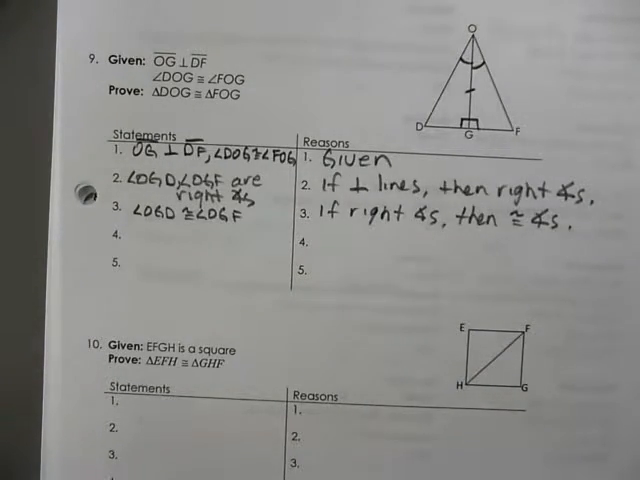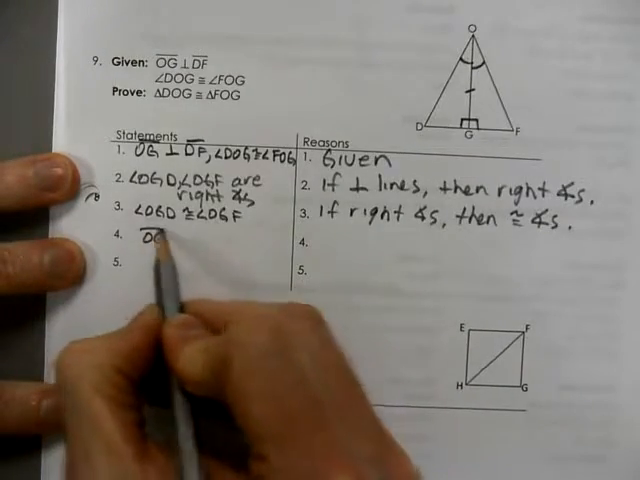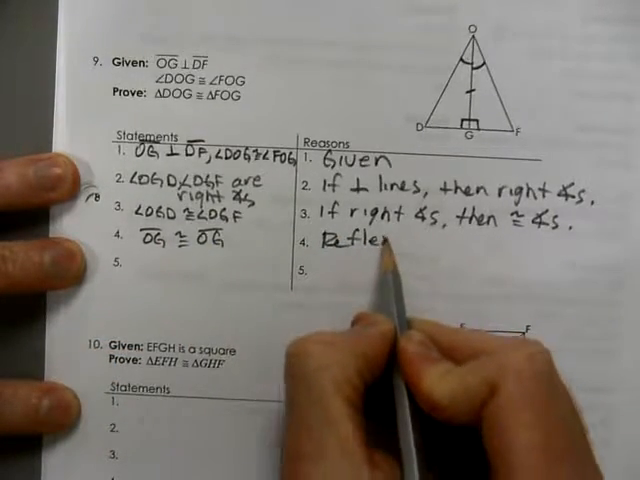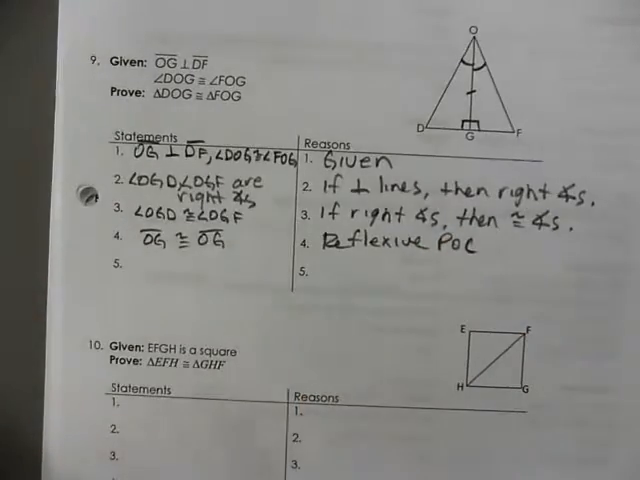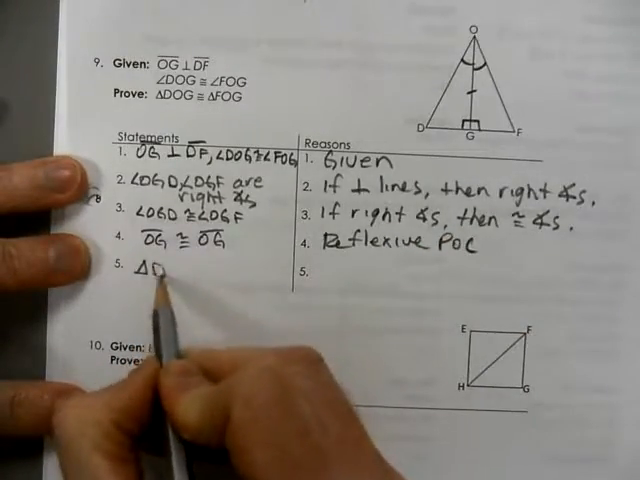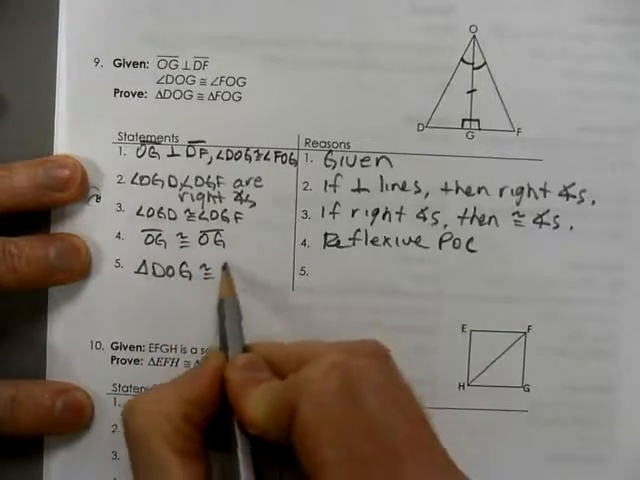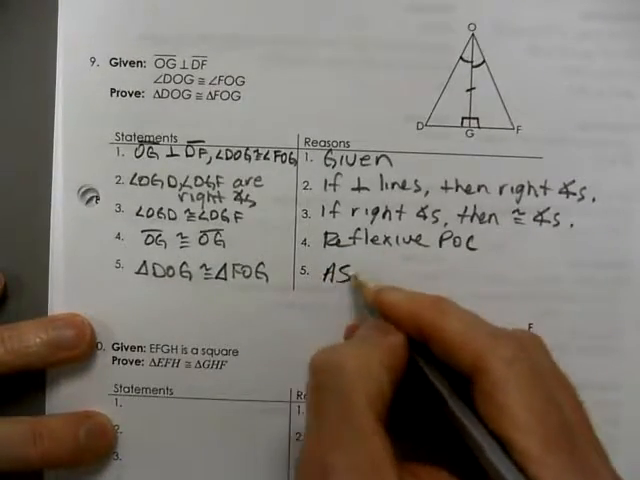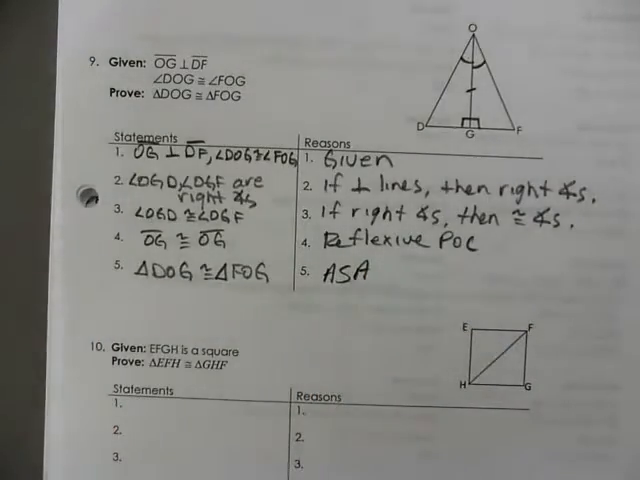Then what do we need to talk about? The reflexive property. Reflexive property of congruence. And then of course we end with what we're trying to prove. And what's our reasoning for that? We get one of our 5 ways, which is the correct one for the information we have in our picture. Angle, side, angle. Good job. One last one to go.